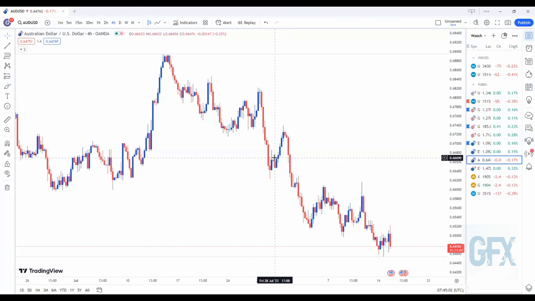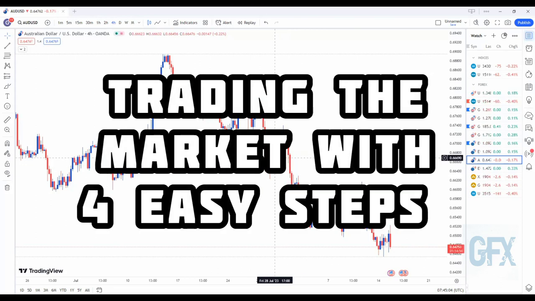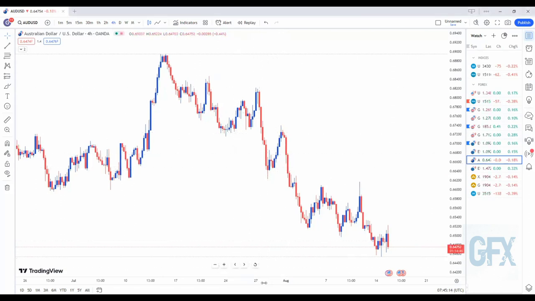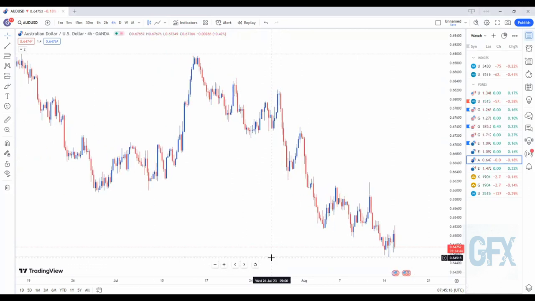So the topic of today is trade the market in 4 easy steps. So guys, I'm gonna make this very plain and clear because this is how I do it, and basically I found consistency over the years trading. So let's dive right into this now.